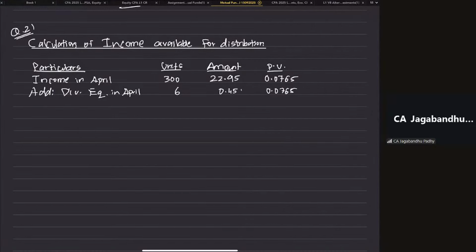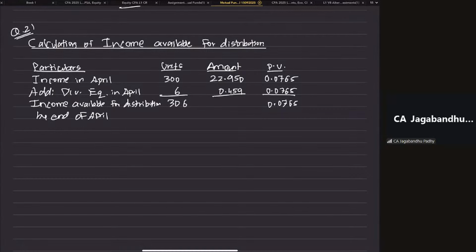Correct. So now, by the end of April, how much income is available for distribution? We have 300 lakh units. Per unit, it is 0.0765. And in total, we have 23.409 available for distribution. Correct? Yes, sir.